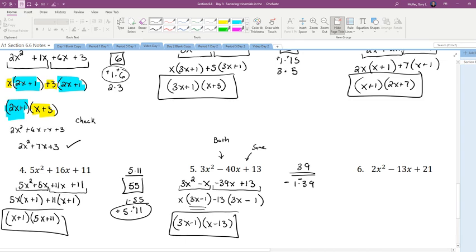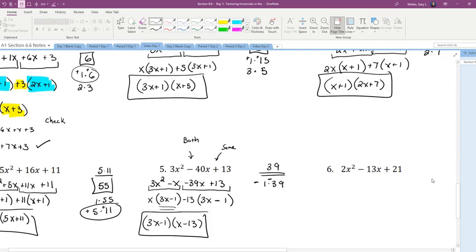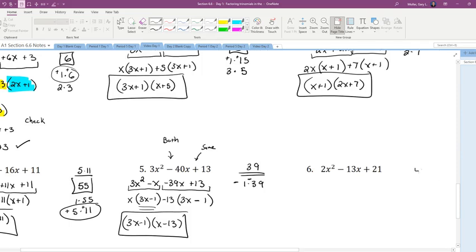And the last one we have right here, I think there might be 3 more below. Okay, 2 times 21 is 42. I'm looking to add to get 13. Once again, notice they're both going to be negative. Sorry, I've hidden the 42 there. Okay, 1 and 42, 2 and 21, 3 and 14, 4 no, 5 no, 6 times 7. 6 and 7 add to be 13, and they're both going to be negative, so negative 6, negative 7.